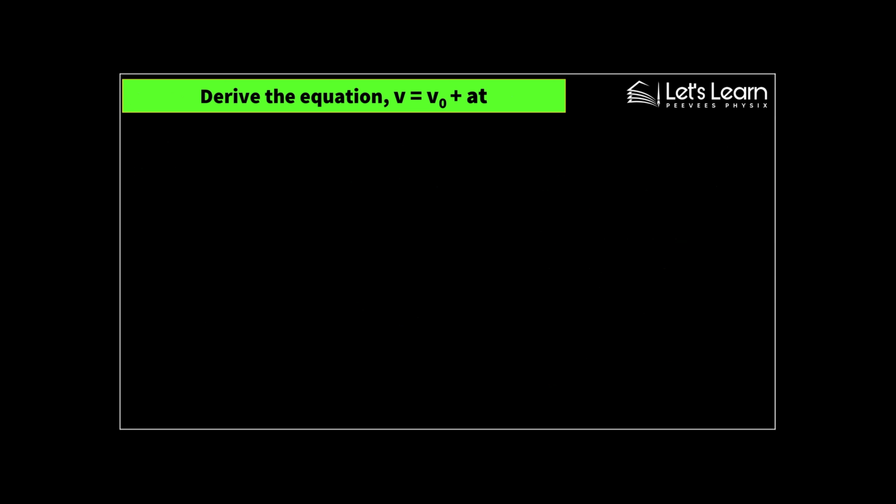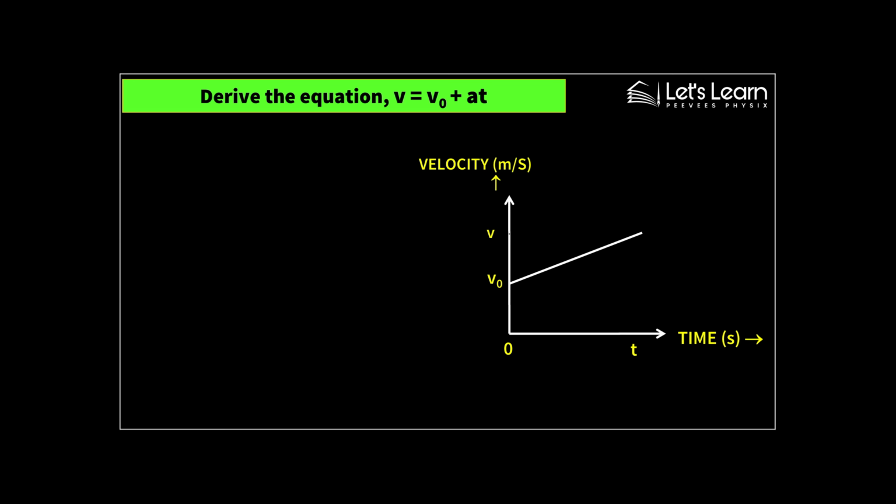We need to derive the first equation. For that, we need a velocity time graph. From the graph, it's clear. Starting velocity U, we choose it as V0. Final velocity, we choose it as V. Starting time 0 and final time T.